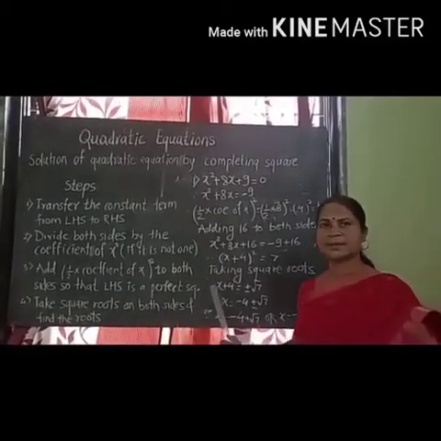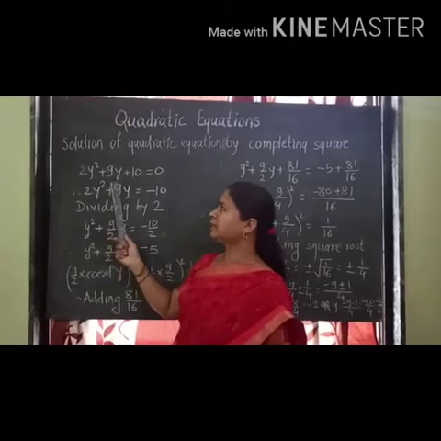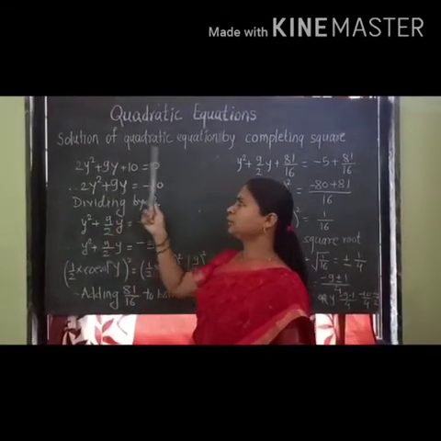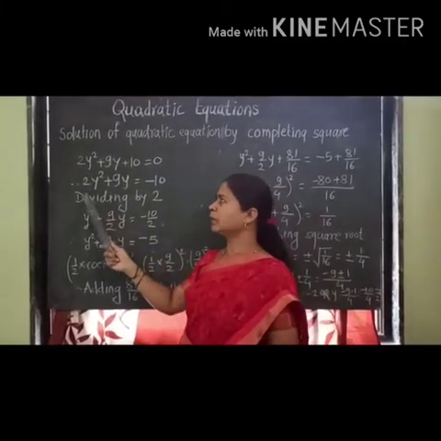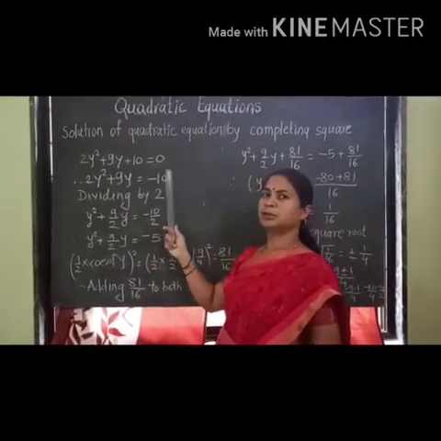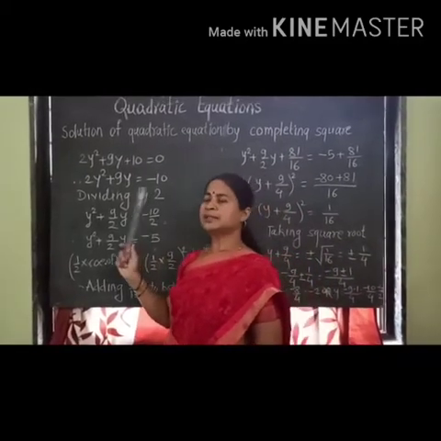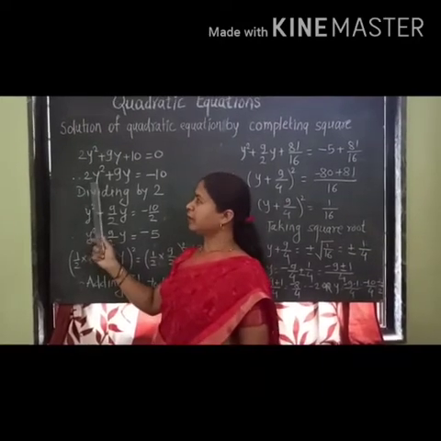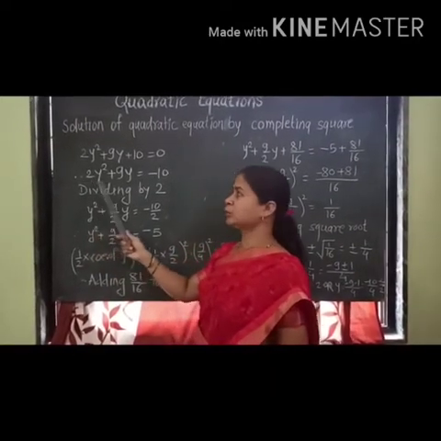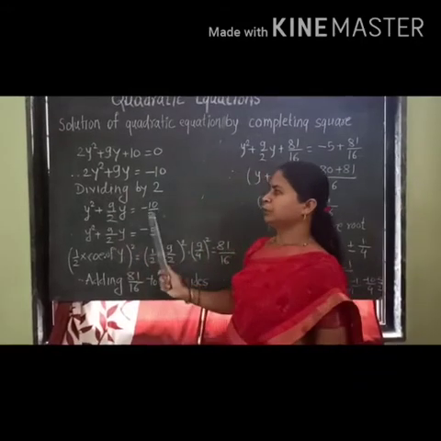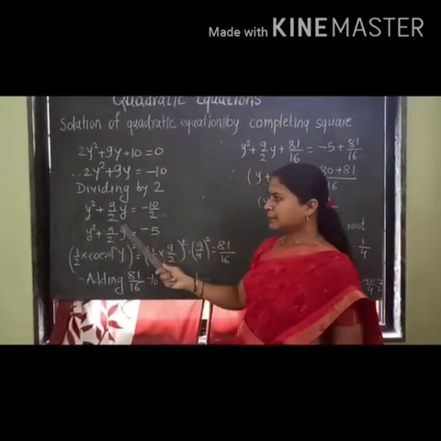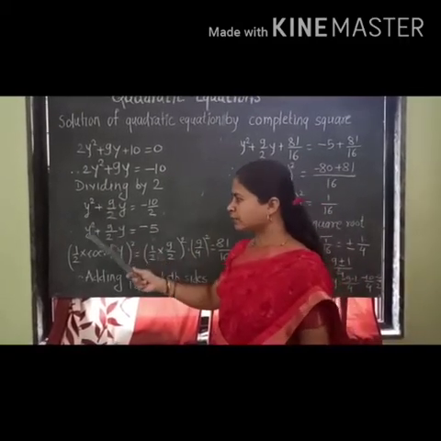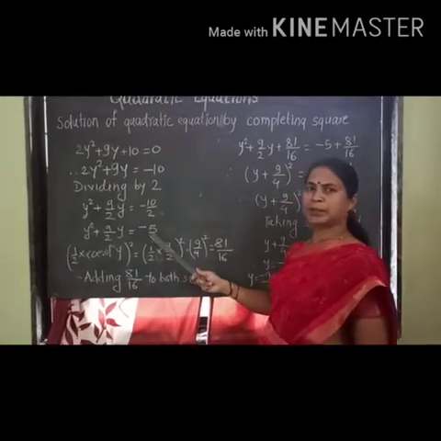Let's see another example: 2y square plus 9y plus 10 equal to 0. Transferring the constant term to the right hand side, we are left with 2y square plus 9y is equal to minus 10. According to the second step, the coefficient of y square is not 1. So, dividing by 2, we get y square plus 9 by 2 y is equal to minus 10 by 2. 2 fives are 10, so y square plus 9 by 2 y is equal to minus 5.